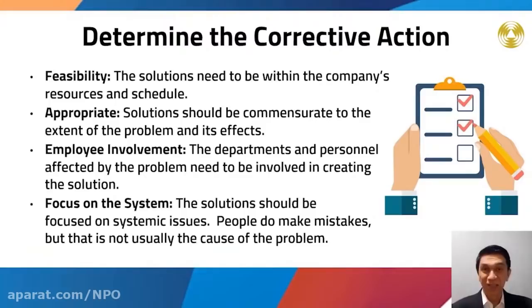Next is appropriate. Solution should be commensurate to the extent of the problem and effect. Next, as much as possible, involve the employee in the corrective action implementation. Involve the department, the manager, from the manager to the shop floor personnel. There has to be a buy-in of the process owners. And finally, focus on the system. I kept on repeating this one, that you don't stop at blaming a person, but look for the weaknesses of the system. Implement solutions that can prevent human errors.